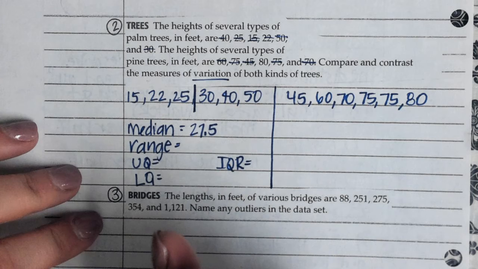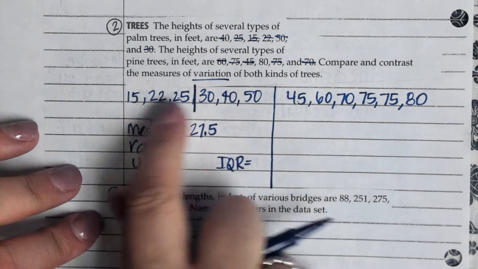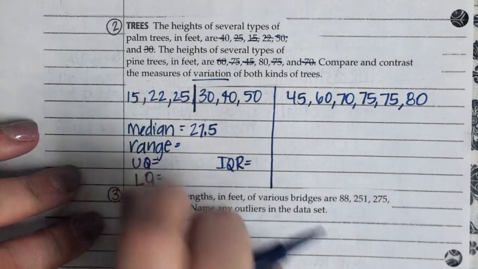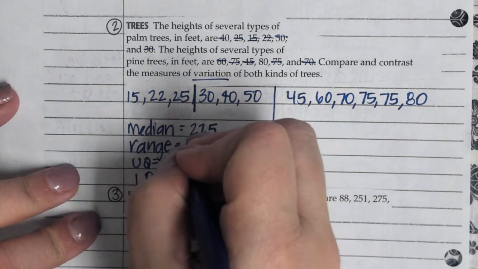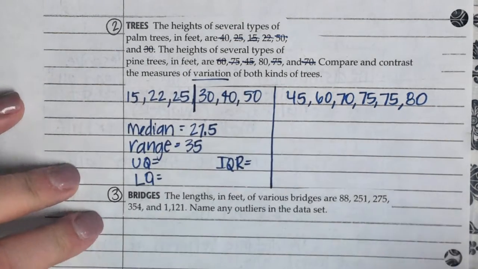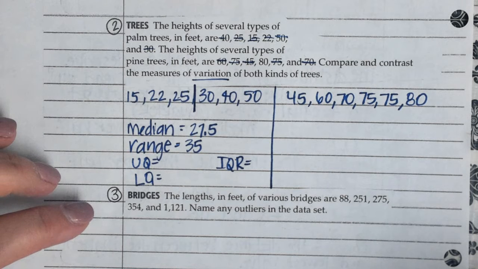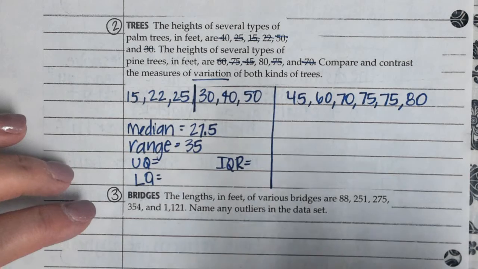Okay, what about my range? 50 minus 15. Yep, which would give us 35. Okay, what about my upper quartile? The upper quartile would be 40. Yes, and look, let me show you why.